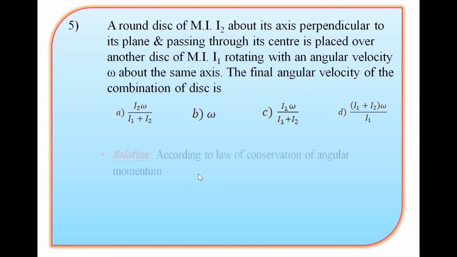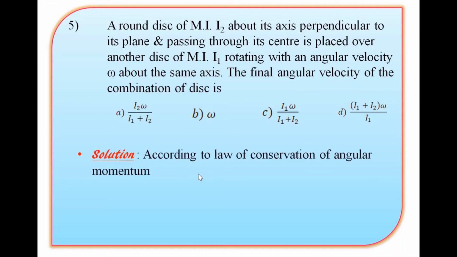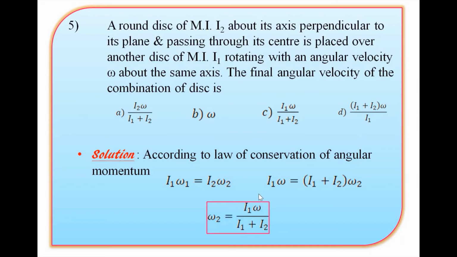The solution is, according to the law of conservation of angular momentum, I1 omega is equal to I2 into the omega 2. So simplifying this, we get I1 omega is equal to bracket I1 plus I2 into the omega 2. So we get the final answer, omega 2 is equal to I1 omega divided by I1 plus I2. So here option C is correct. So let's see the next objective.